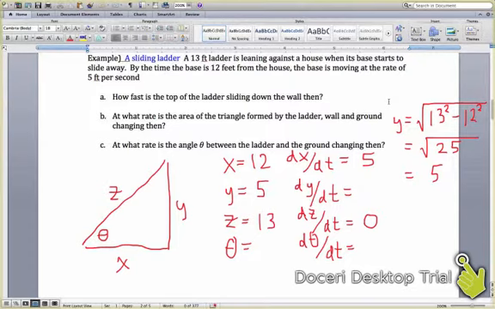So the first question, question A, asks us how fast is the top of the ladder sliding down the wall when this is the case, when it's 12 feet from the wall. So I am seeking, or I am trying to find dy dt.